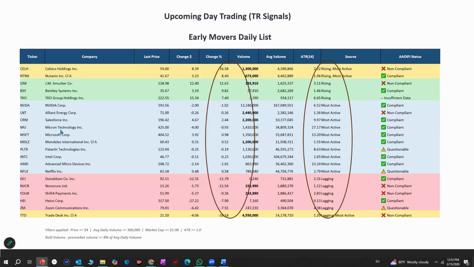On that particular day, this also gives you a halal standard status. What's non-halal? This is compliant. This is questionable. This is non-compliant. So the choice is yours. And then this is the change in terms of percentage in the pre-market action. So this particular stock changed 17% on that day pre-market.